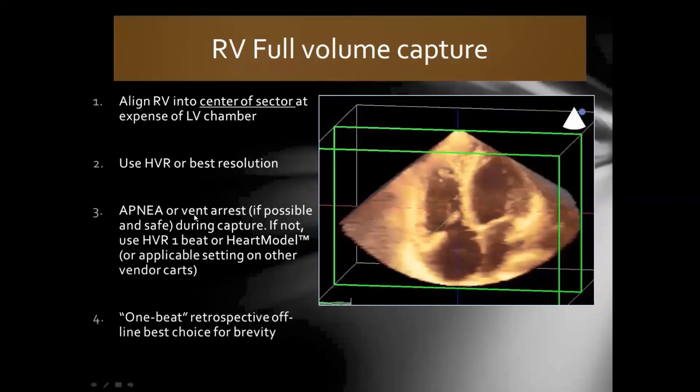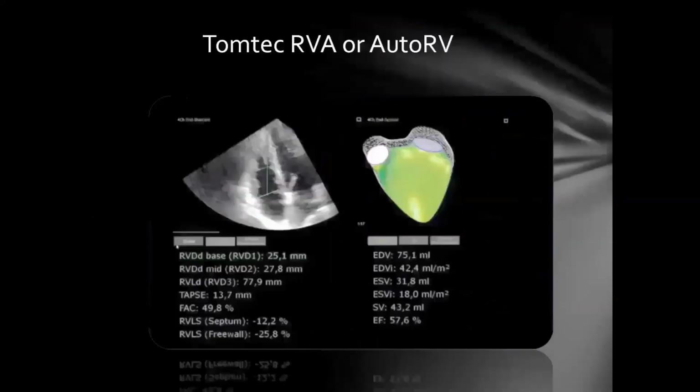We've already talked about apnea or ventilator arrest. It just depends on the situation. I would say if we're talking COVID-19, I would probably just go with what I can get with a 1-beat and not worry about that. A 1-beat retrospective offline is your best choice to basically take 1 or 2 data sets back to back, or do a long 5 or 6 beat run. And then you can go back on the cart after you're out of the room, select the right capture cycle, and then do the analysis from that.